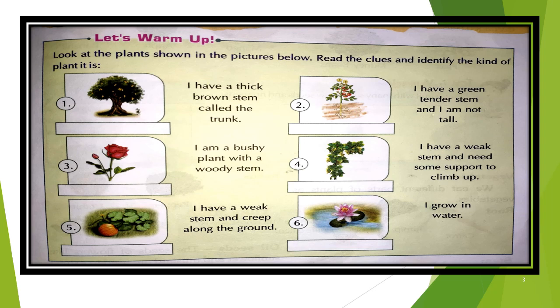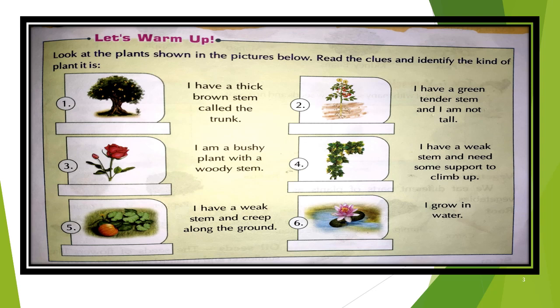Now we come to the second one. Second clue given to us is, I have a green tender stem and I am not tall. The answer to it is herb. Now we come to the third one. I am a bushy plant with a woody stem. And the answer to it is shrub.